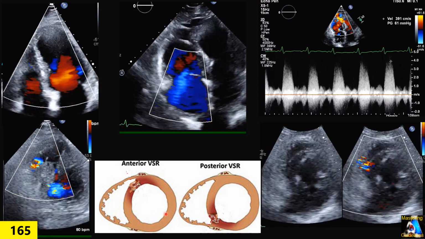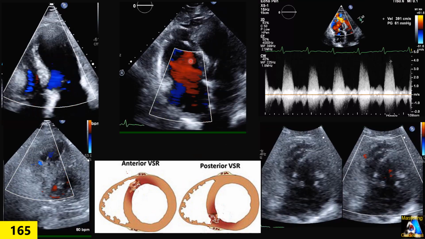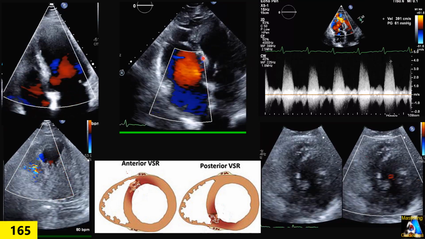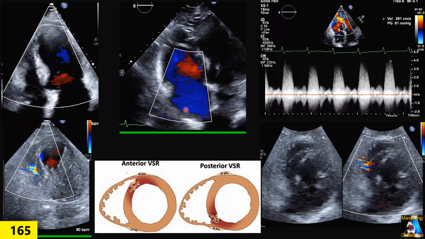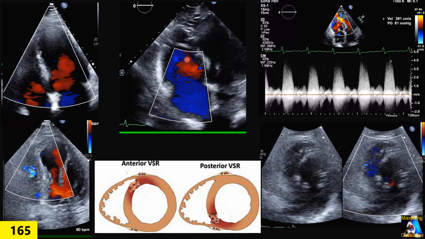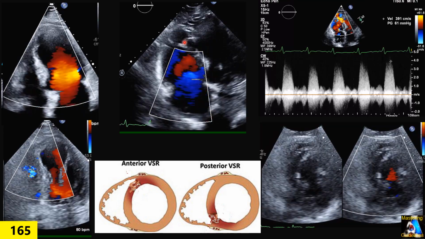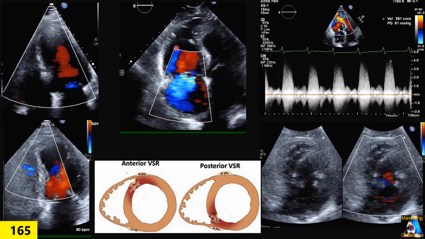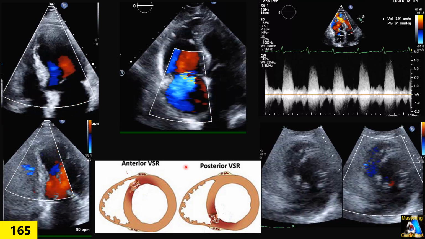Second rule, whenever you see any abnormal jet or turbulence inside the ventricle, for example here we have one jet that belongs to the TR, right away you have to ask yourself, what is this jet? Is that a mirror image? It doesn't make sense. A mirror image should usually be below that.